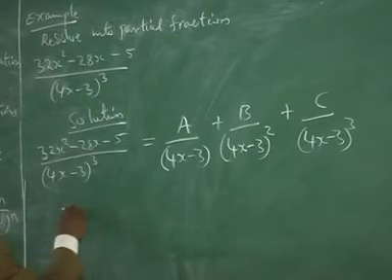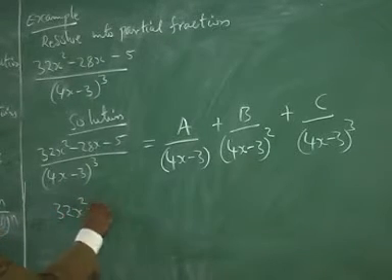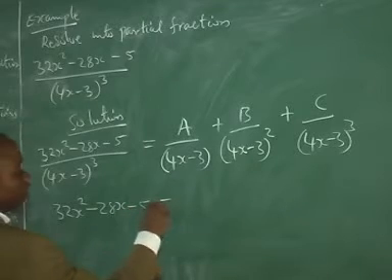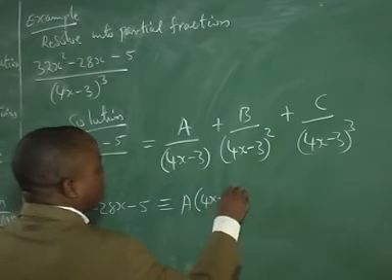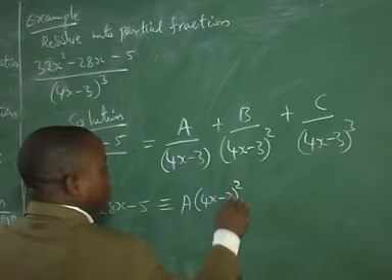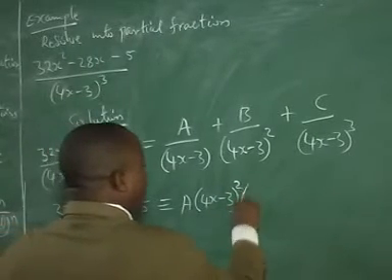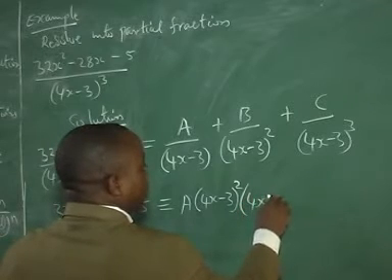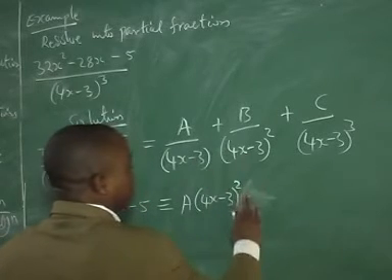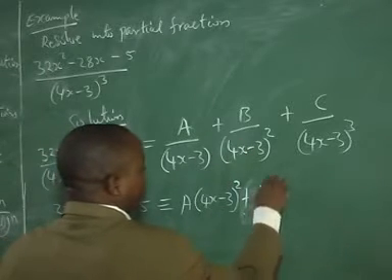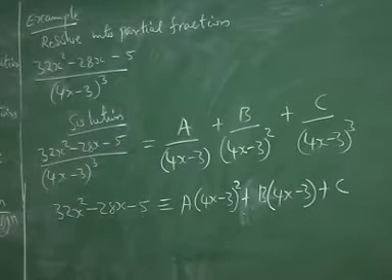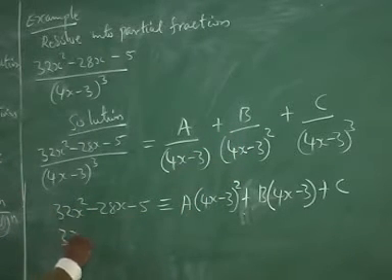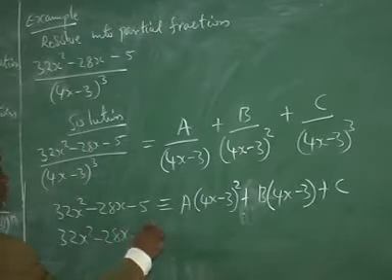if we take the LCM, we know that 32x squared minus 28x minus 5 will be equivalent to A times (4x minus 3) squared, then we have 4x, this times this, plus B times (4x minus 3) plus C. We use this times this plus C, which is the same as 32x squared minus 28x minus 5.